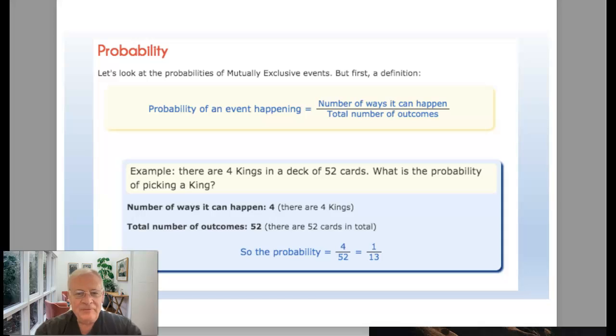All right, the probability of multiple events. Again, let's just review. What is probability? It's the number of ways that some event can happen, the one you're measuring, over the total number of possible outcomes, or the total number of possible events. Again, the numerator is a subset of the denominator when you're calculating probability. An example here, 4 kings in a deck of 52 cards. What's the chance of picking a king? Well, it's 4 out of 52, or 1/13.